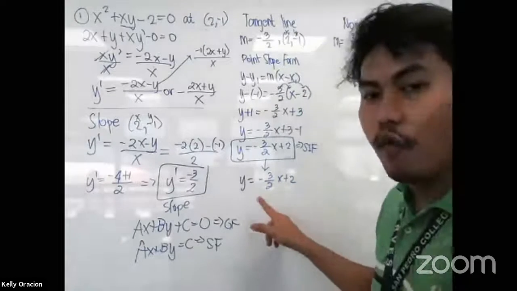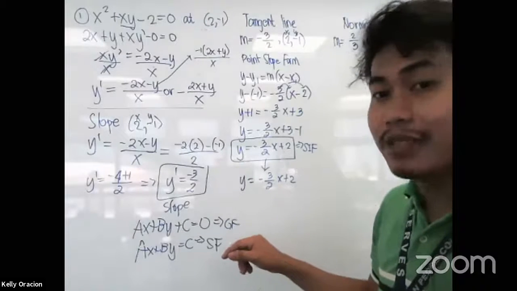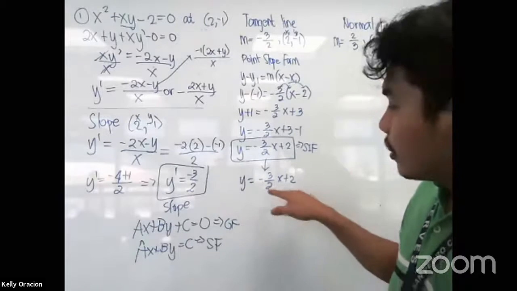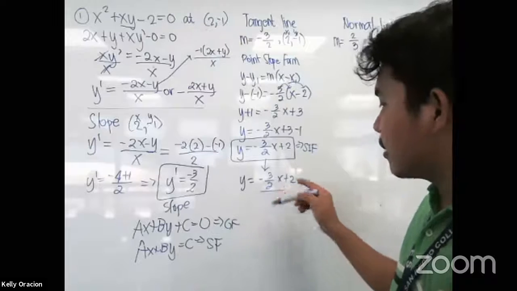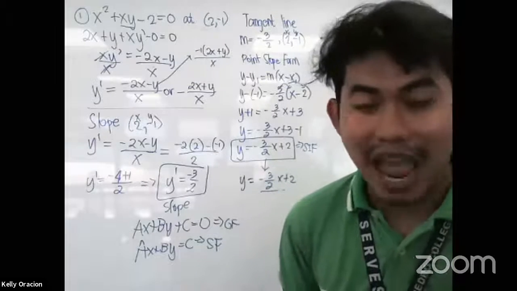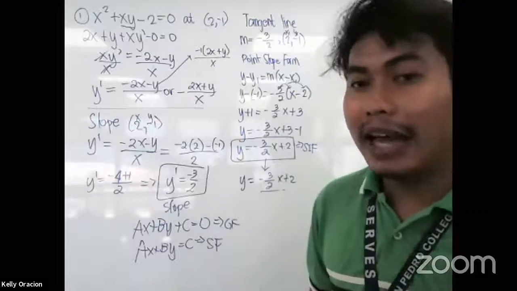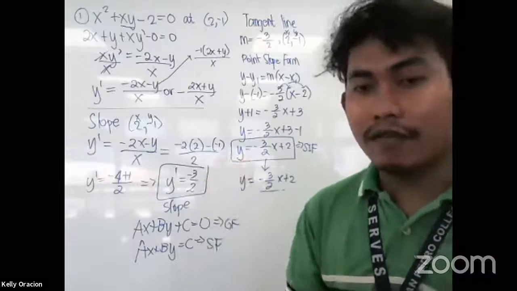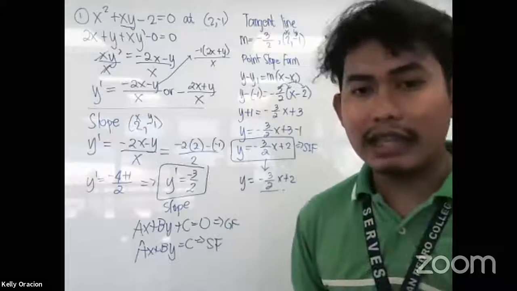So in the form y is equal to negative 3 halves x plus 2, negative 3 halves x. Negative ang x. Sinabi ko kanina, dapat positive yung x. Tama? May binanggit ako kanina na dapat positive yung x. Negative yung x natin dito.